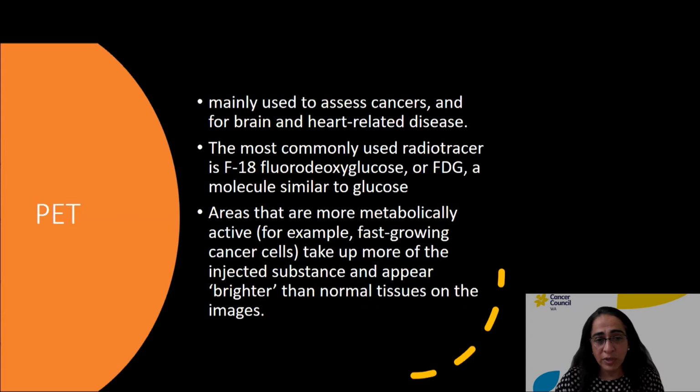Positron emission tomography, part of nuclear medicine studies, and for short called PET, is mainly used to assess cancers and heart-related disease. The main radiotracer used for PET is F18 fluorodeoxyglucose, or FDG, which has a molecular structure similar to glucose. The areas that are more metabolically active, such as fast-growing cancer cells, take up FDG and appear brighter than normal tissues on the images, and this has allowed detection of disease, metastatic disease.